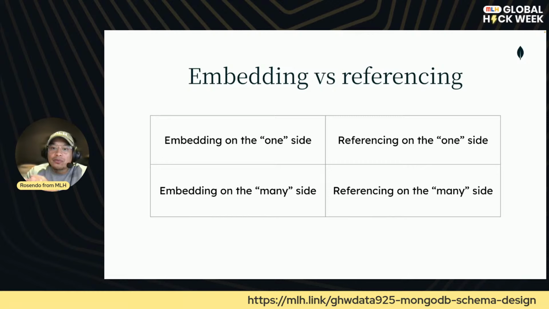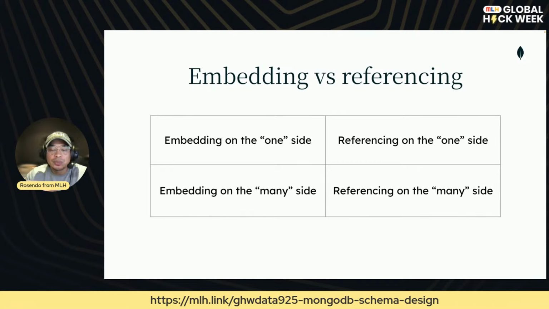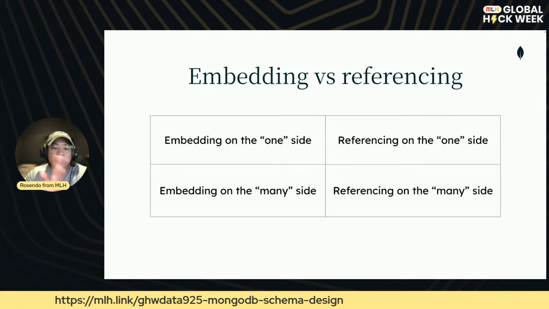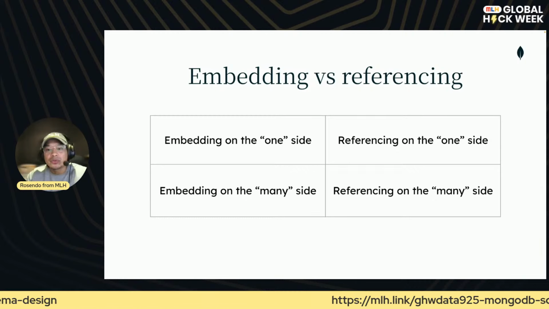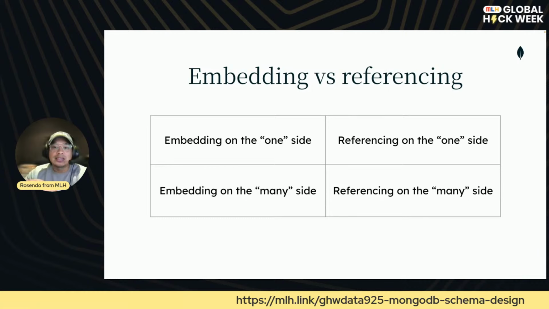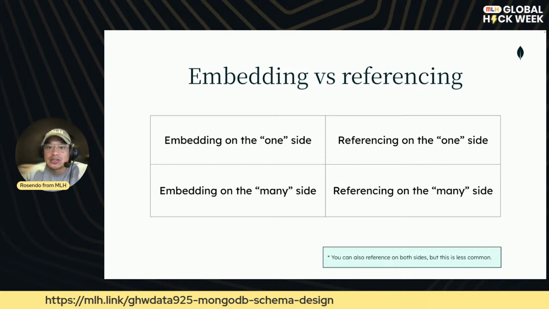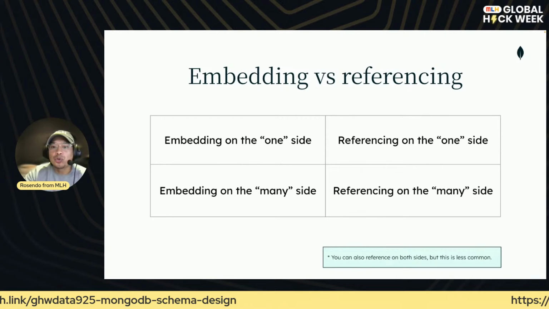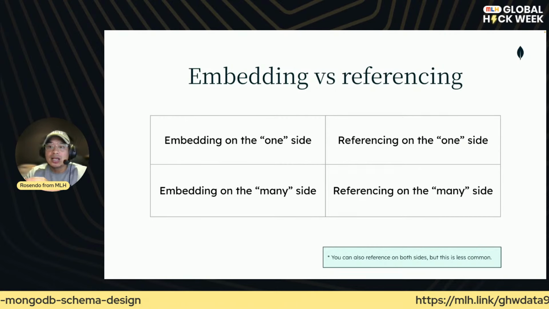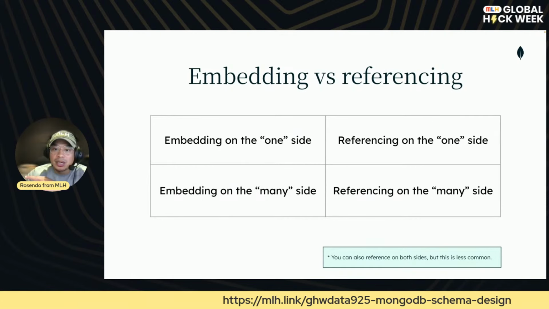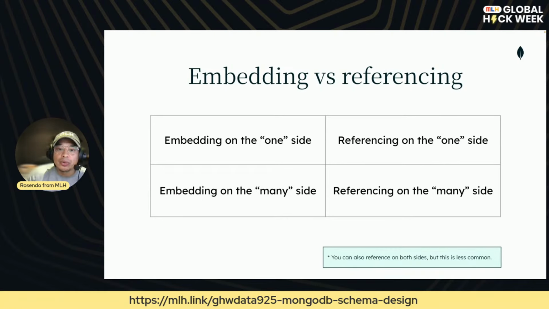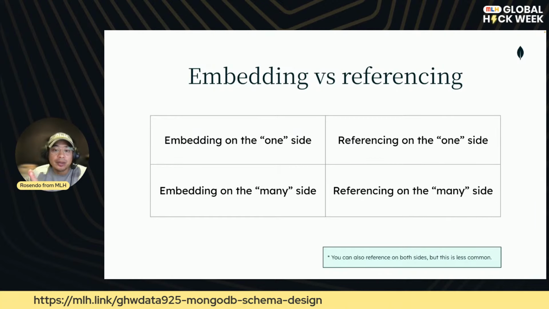So there are 4 options depending on which side of the relationship we're embedding or referencing. As you can see from the diagram, we have embedding on the one side of the relationship, embedding on the many side of the relationship, and then similarly for referencing, we have the one and the many side of both relationships. And we're going to get this explained in a second. I just want to note that it's also possible to reference on both sides, even though it's a little bit less common. You can do both referencing and embedding, even though it's not something you're typically going to do. I just wanted to mention that.